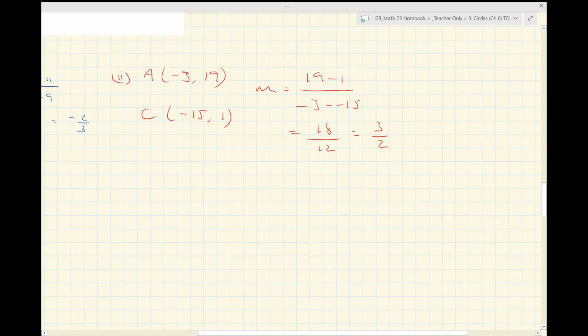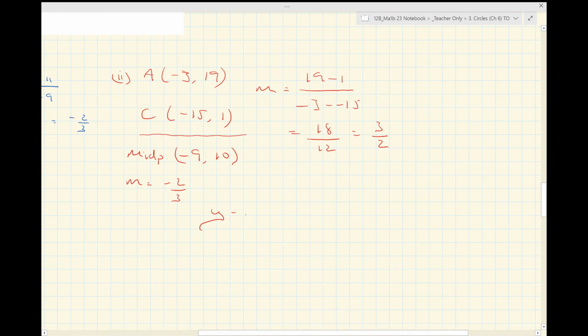Right, so let's think about my perpendicular bisector then. My perpendicular bisector will go through the midpoint. Minus 3 plus minus 15 is minus 18, divided by 2 is minus 9. And the midpoint, 19 plus 1 is 20, divided by 2 is 10. And it will have a gradient of the negative reciprocal of 3 halves. So its gradient will be minus 2/3.